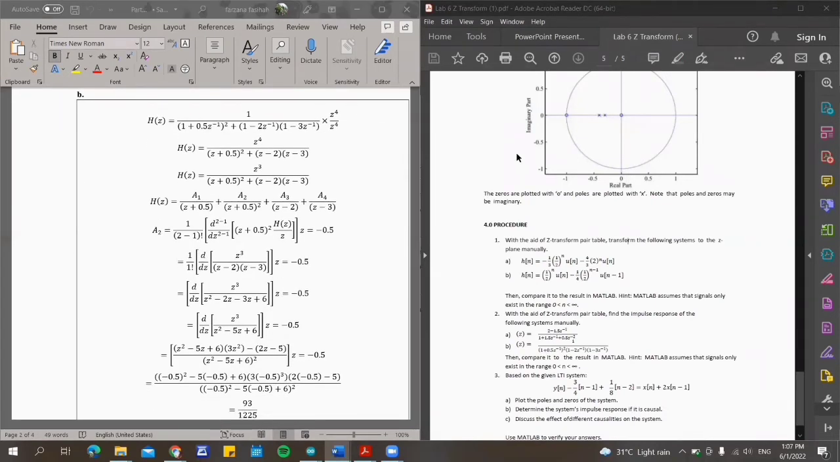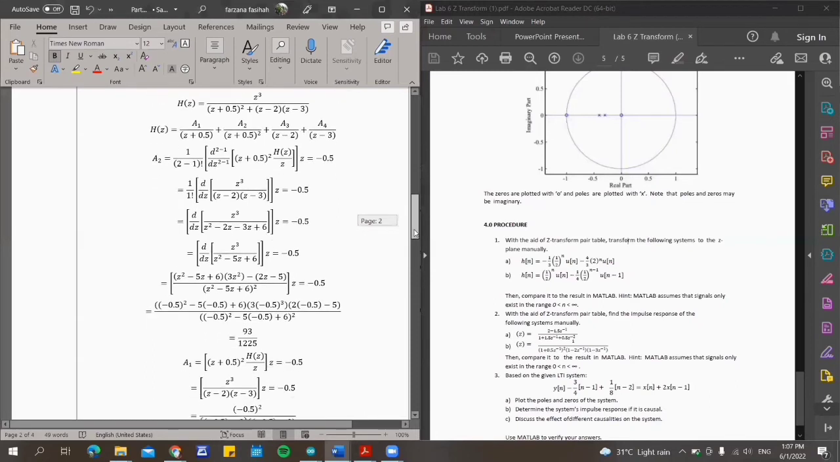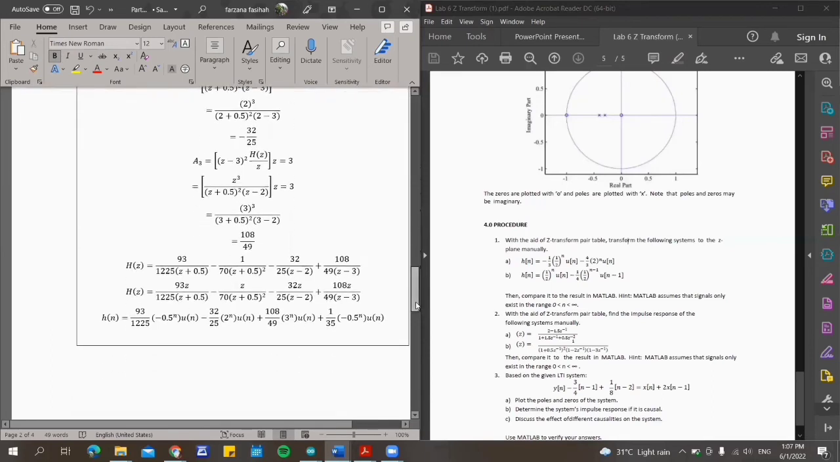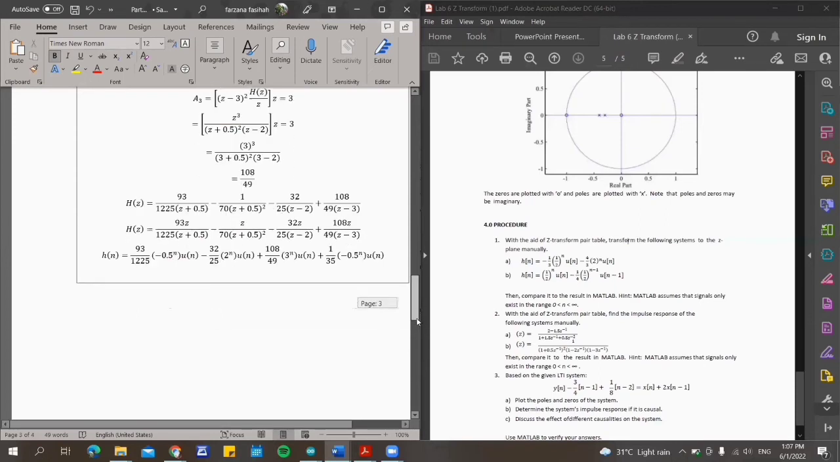For part B, first we need to express the given Z transform, and then multiply it by z^4 over z^4 to simplify the equation. Then we apply partial fraction expansion, and each term from the partial fractions can be inverse transformed by the inspection method, so that we can find the values of A1, A2, and A3. Then the impulse response of h[n] can be obtained here.